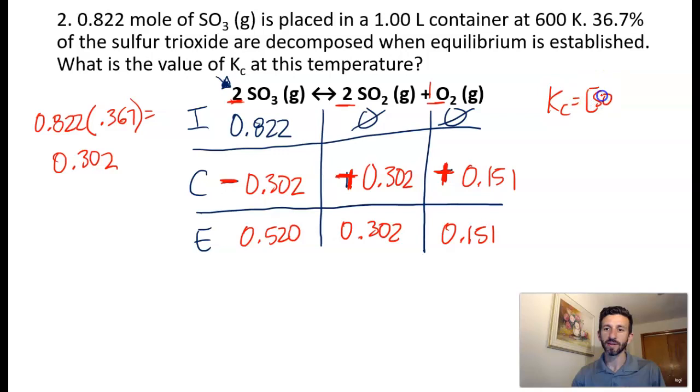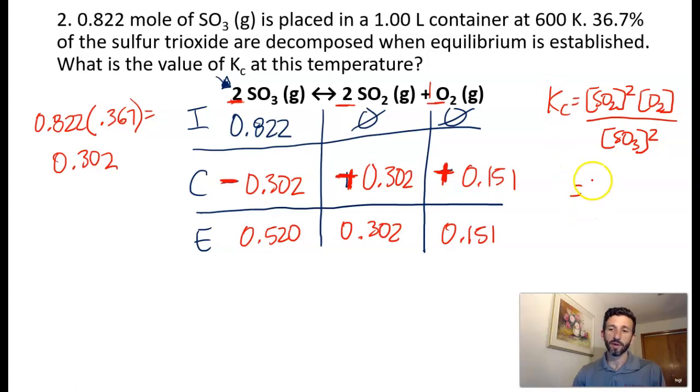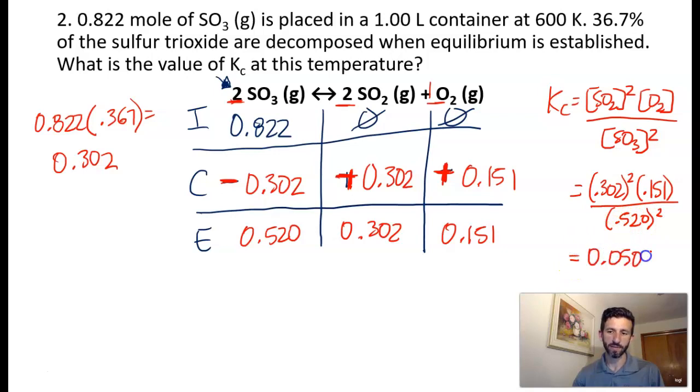Kc is going to be the concentration of sulfur dioxide squared times oxygen gas over sulfur trioxide squared. I'm going to plug in my numbers, 0.302 squared times 0.151 divided by 0.520 squared, which equals 0.0509.